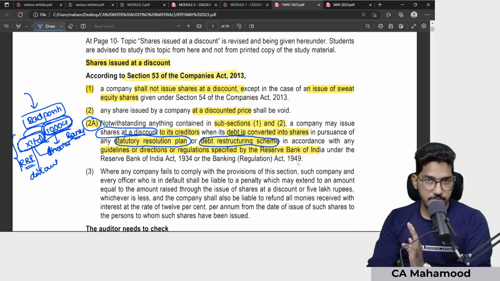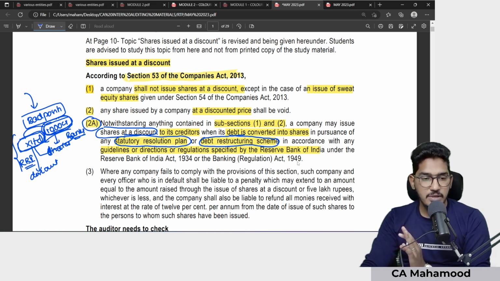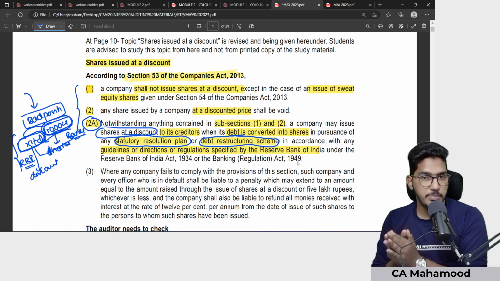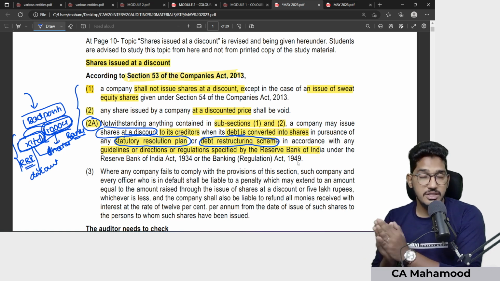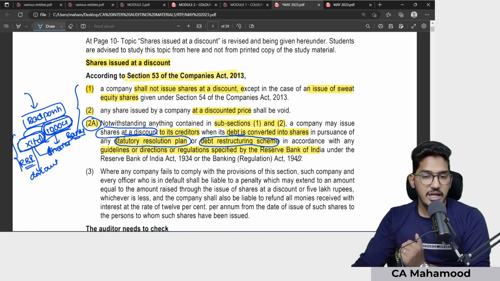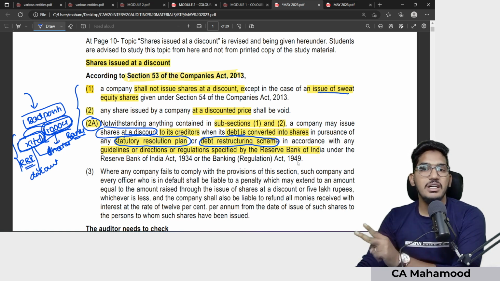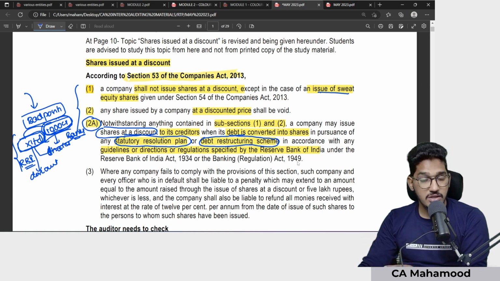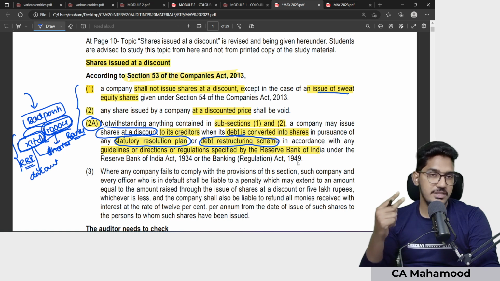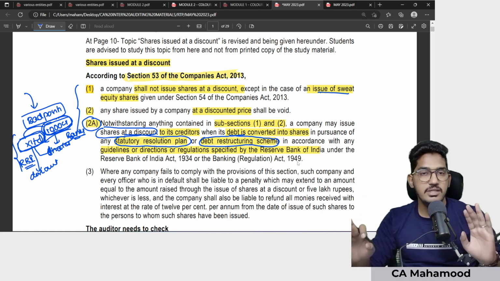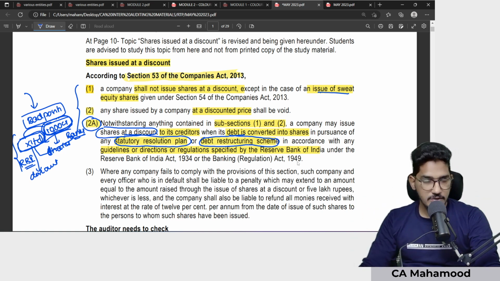That could happen. Understood? So the final summary is, in only two cases the shares are permitted to be issued at discount. Number one, in case of sweat equity shares. Number two, when the debt is getting converted into shares as a part of statutory resolution plan or debt restructuring plan announced by RBI. In these two cases only, shares can be issued at discount. In all other cases, it will become void. Clear? So this is what section 53 says.